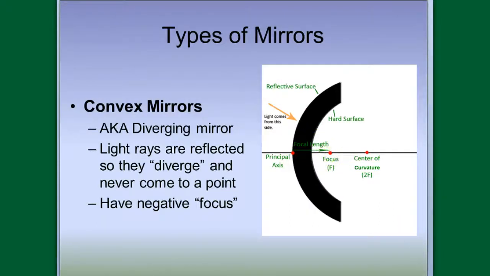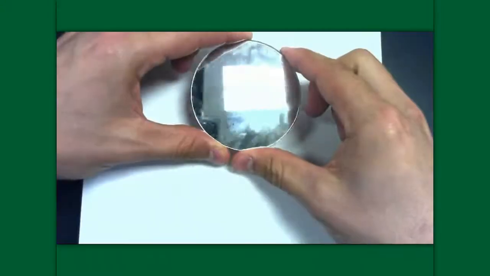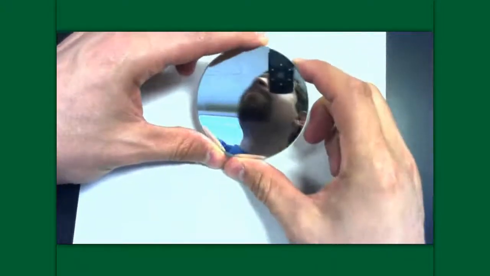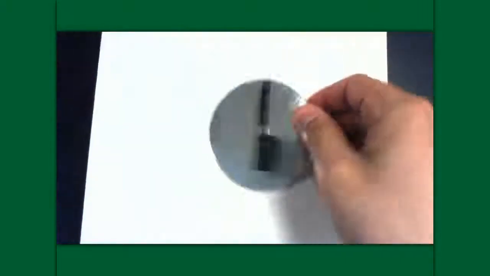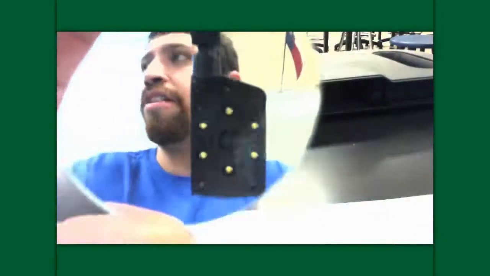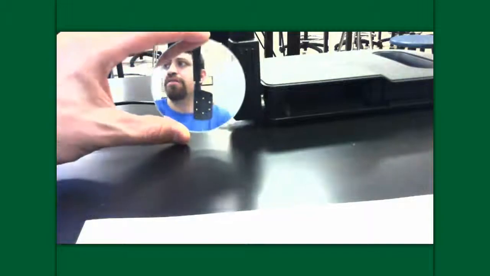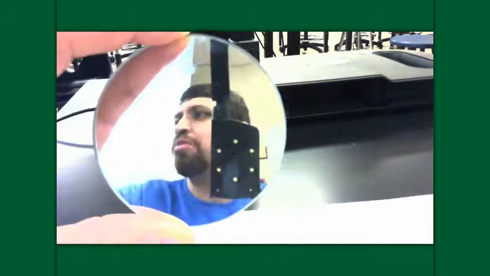Convex mirrors, again, let's look at one of those. This was your convex mirror. There's my face. Everything is smaller in a convex mirror, and notice that, let me do this. Notice that no matter how far away I get, the image is still small and it's still upright. It doesn't matter where I am. This image is still very small and it's still kind of distorted looking.